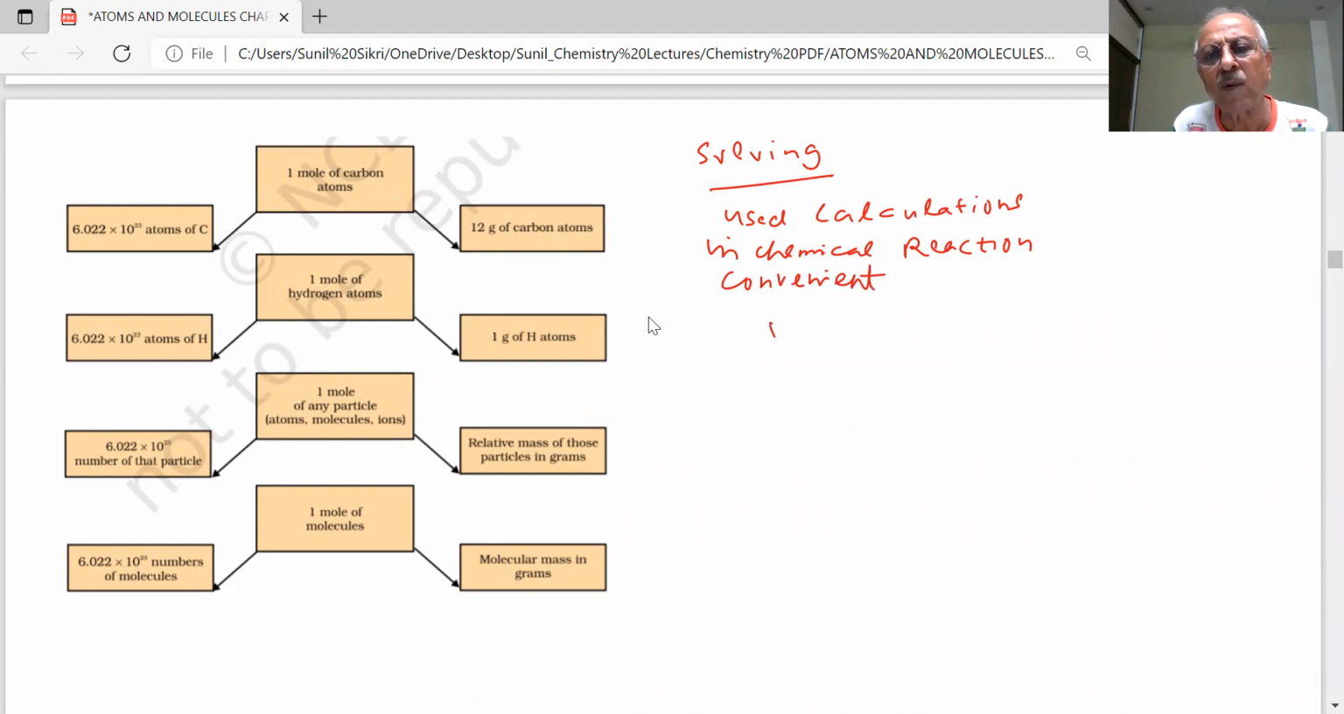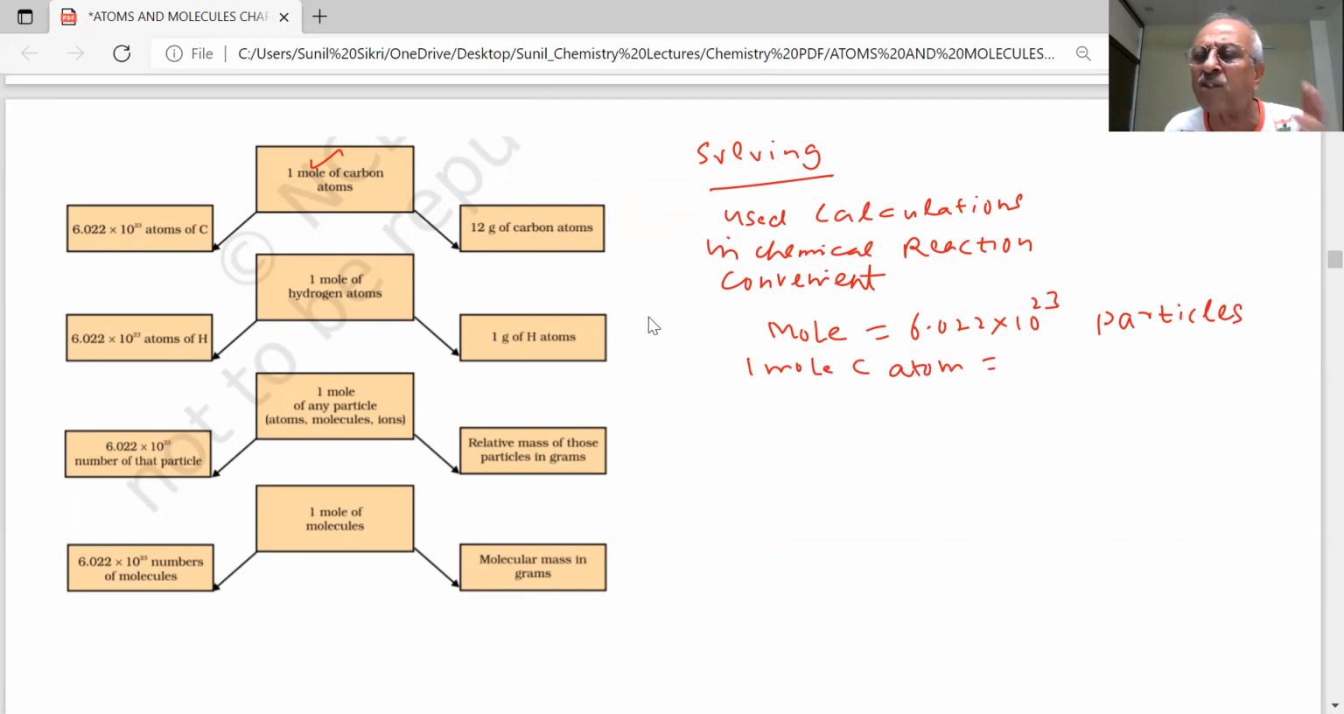So when I say mole, students, you said 1 mole is equal to 6.022 × 10^23 particles. It could be atoms, ions, or molecules. So if I have 1 mole of carbon atoms, students, how many particles are there? For 1 mole of carbon atoms, what is the mass? The gram atomic mass. What is the gram atomic mass of carbon? 12 grams. For 1 atom, I said 12 u.